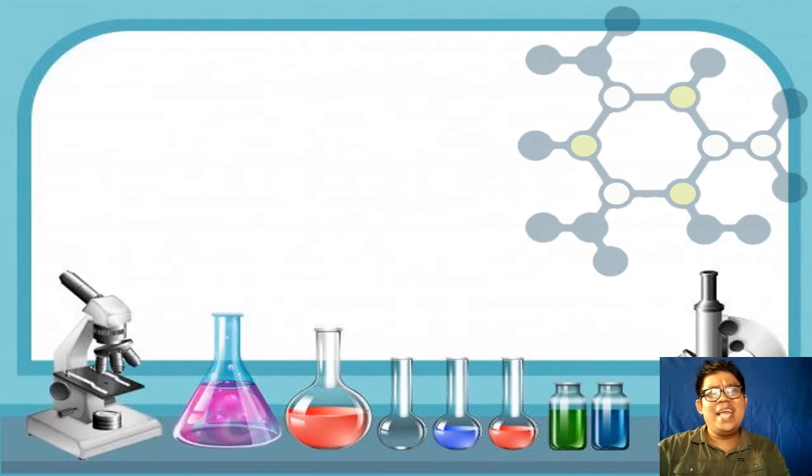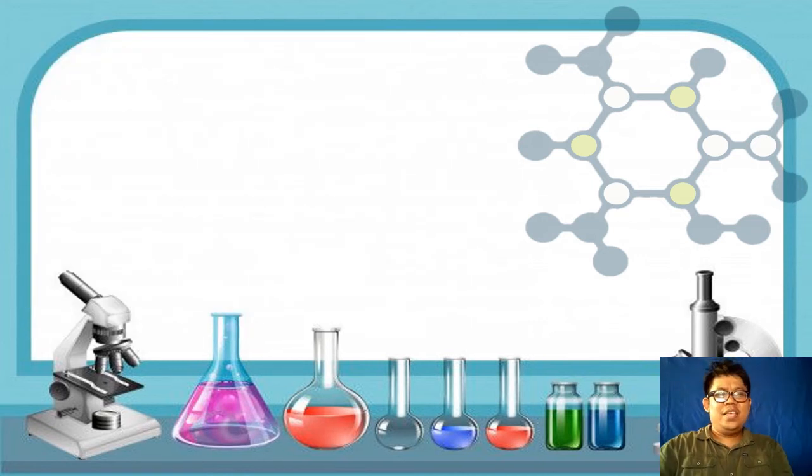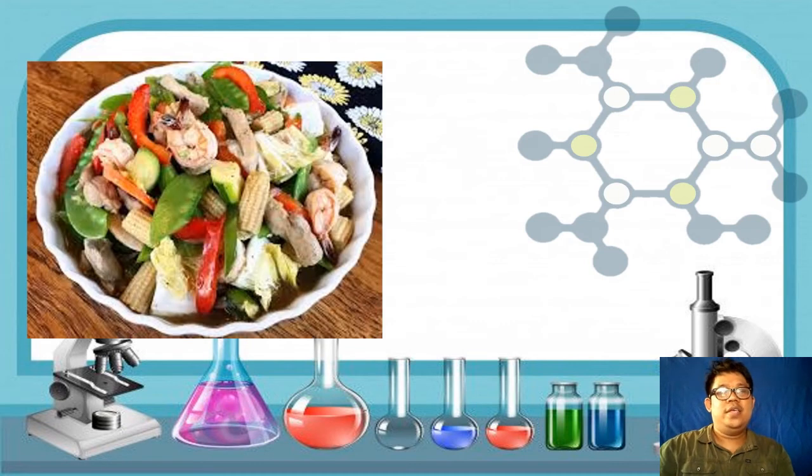When we say heterogeneous mixture, it is a mixture of two or more chemical substances where components can be visually distinguished and easily separated, meaning they are not uniform throughout the mixture. In our example, we have chop suey. They are not uniform throughout the mixture.